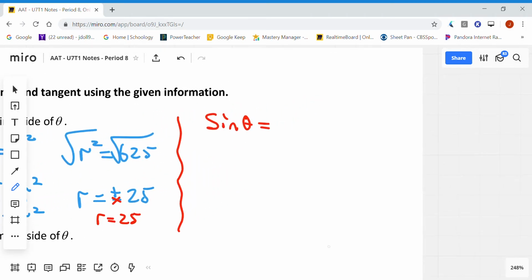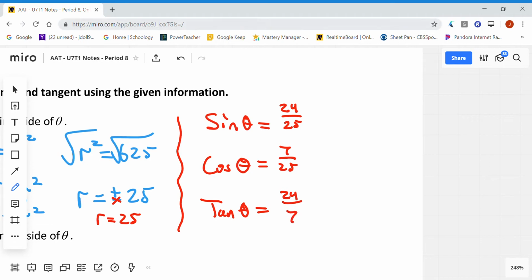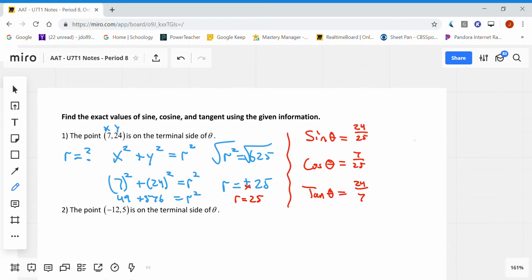So now I know x, y, and r, so we can now use the right triangle relationships that we had to find sine, cosine, and tangent. So sine is y over r, so that's 24 over 25. Cosine of theta is x over r, so that's 7 over 25. And the nice thing about tangent is that it's just the same as we've always had, which is y over x. So we would get 24 over 7. So you can see in this first example, we were given an ordered pair, we were given x and y. We used our Pythagorean identity, that x squared plus y squared equals r squared in our unit circle, to figure out what r is. And once I know x, y, and r, we just plug in the values to find sine, cosine, and tangent.